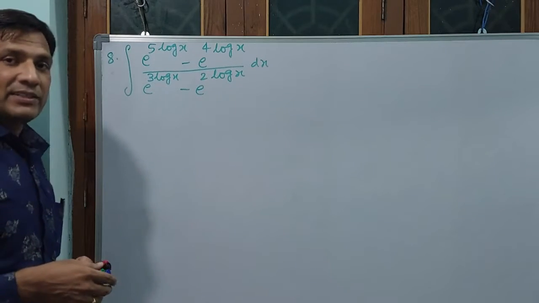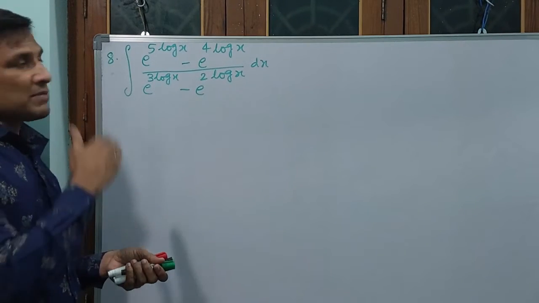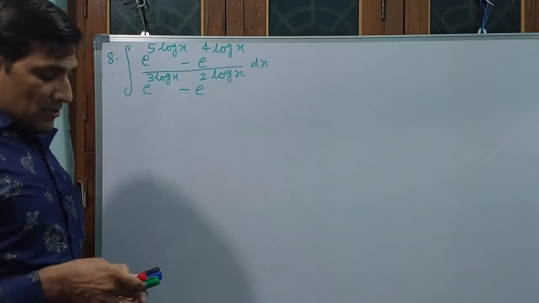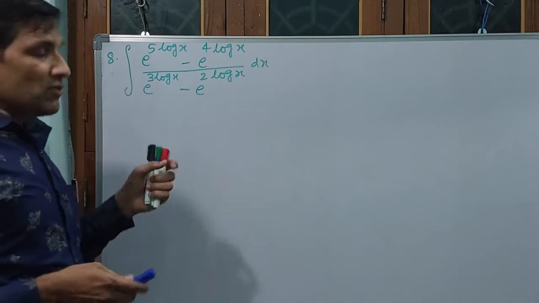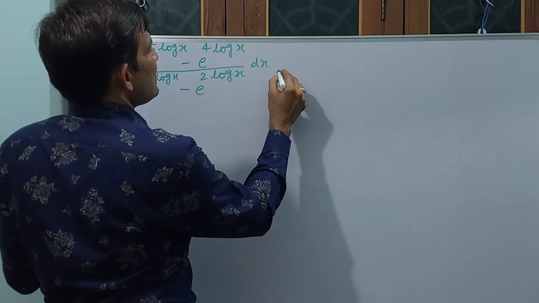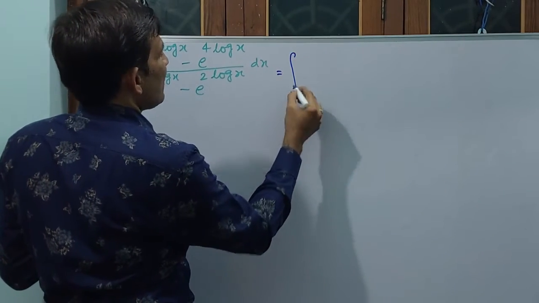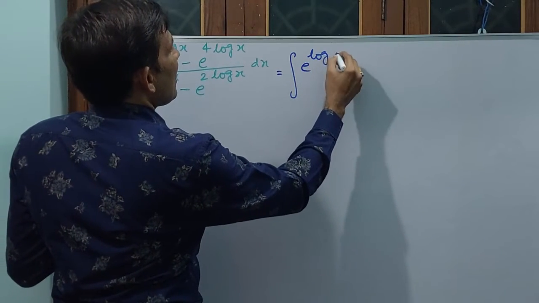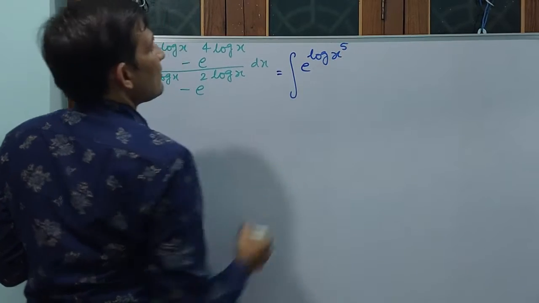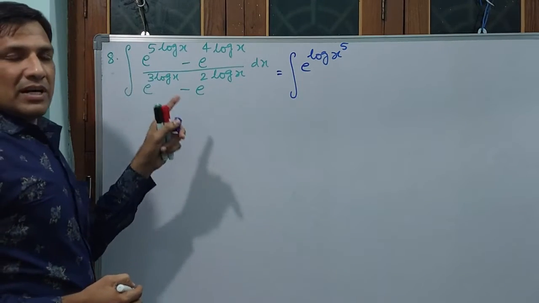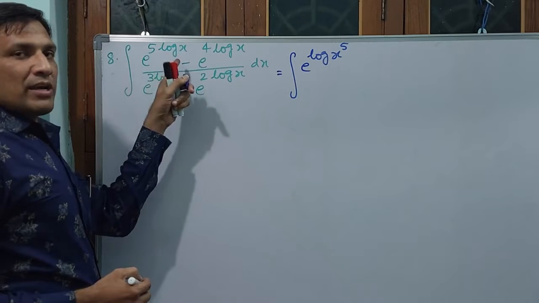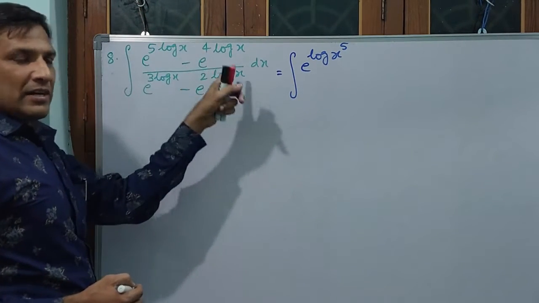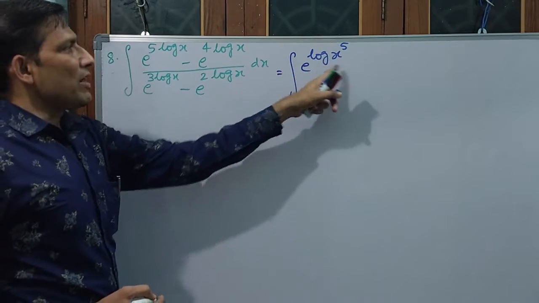We know e power log x is equal to x. That formula I am going to write afterward. But let me first simplify this. How I am simplifying? Observe carefully. You see what I am writing? This is equal to integral of e power log x to the power of 5. Is it okay? Why? Because m log n is equal to log m to the power of n. You can write 5 log x also afterwards.